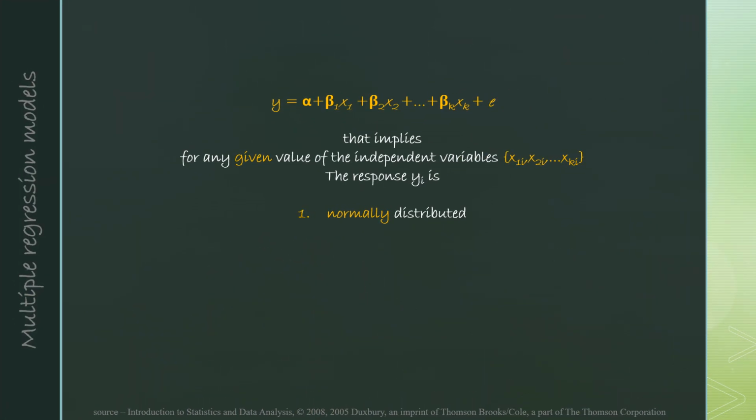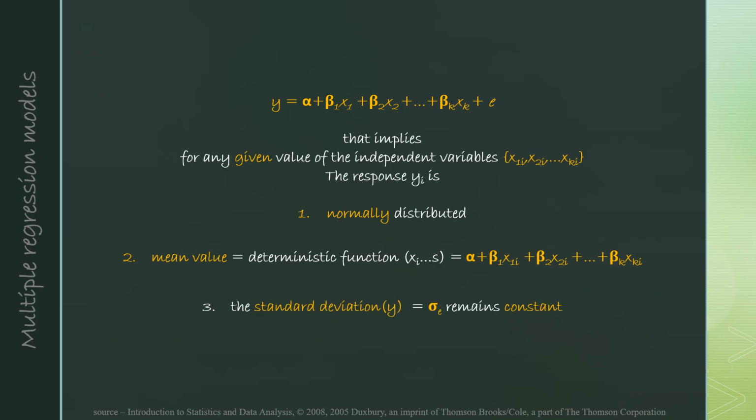That implies for any given value of independent variables x1i, x2i and so on xki in the population, the response y at i is normally distributed with mean value equal to the deterministic function of the xi's, which equals alpha plus beta 1 multiplied by x1i plus beta 2 multiplied by x2i plus and so on plus beta k multiplied by xki, and the standard deviation of y equals the standard deviation of error E, which equals sigma E, remains constant across all possible values of predictors.